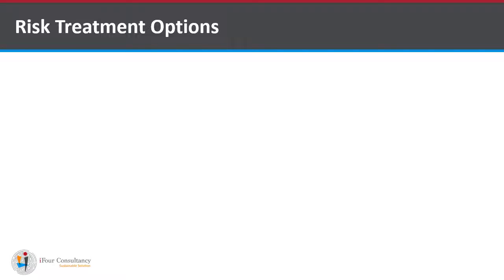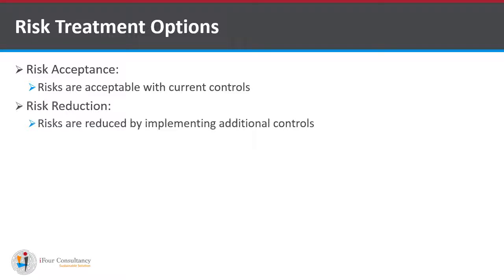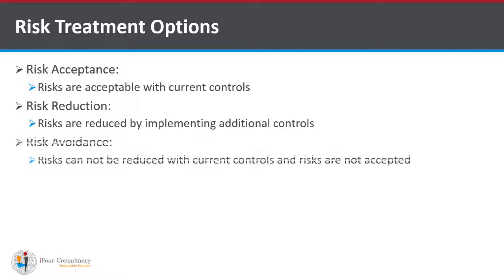So what are the risk treatment options? First is risk acceptance. That is, risks are acceptable with current controls implemented. Then, risk can be reduced. Risks are reduced by implementing additional controls. Then, risk avoidance. Risk cannot be reduced with current controls, and so risks are not accepted. So, we should avoid this kind of risk.